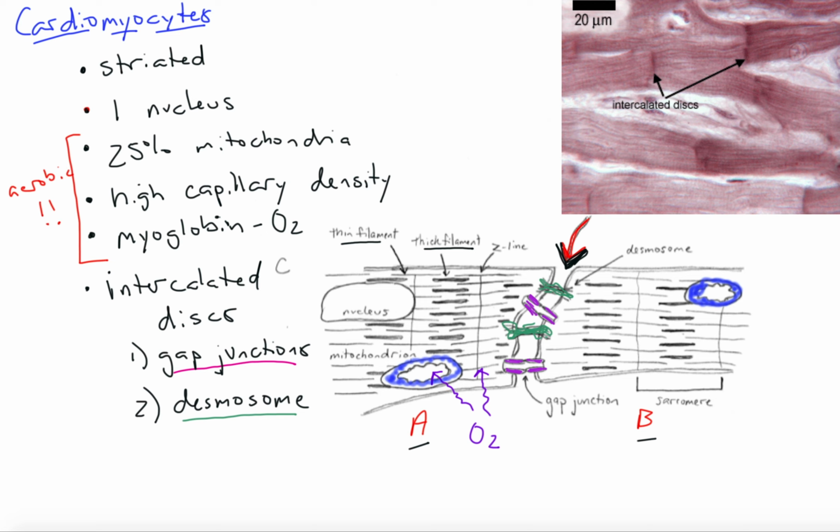Now we want to put a label on this. In other words, these intercalated discs with their gap junctions and desmosomes form something called a functional syncytium.